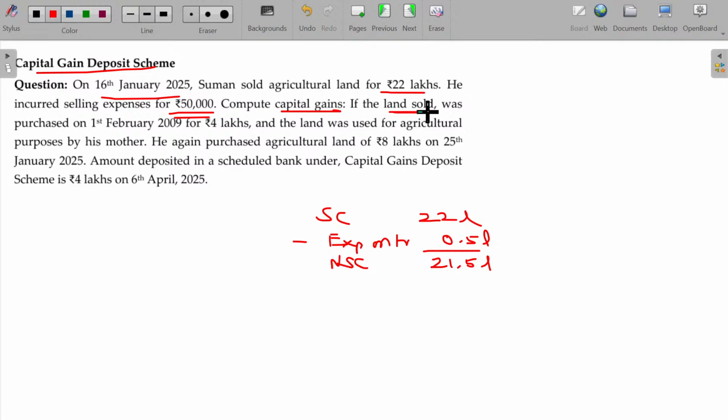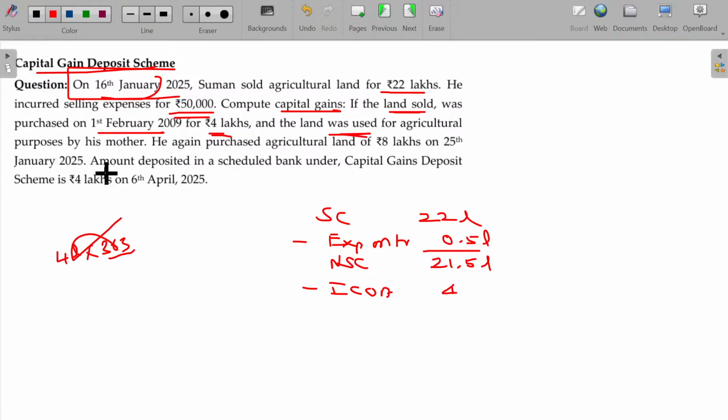Compute capital gains if the land sold was purchased originally on 1st February 2009 for rupees 4 lakhs minus indexed cost of acquisition. 4 lakhs into current inflation index 363, inflation index applicable in the year 2008-09, 137. When was the asset sold? Okay, this date. So indexation is not available. 23rd July is the cutoff date. So he is not eligible for claiming the indexation. So the entire 4 lakhs is deductible.